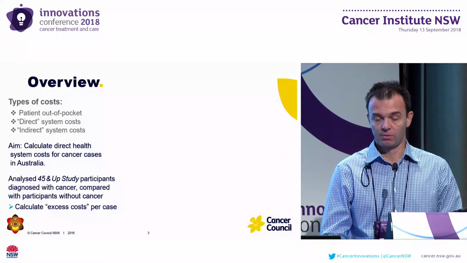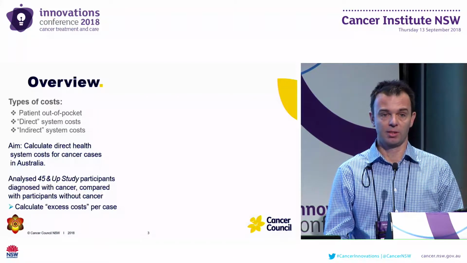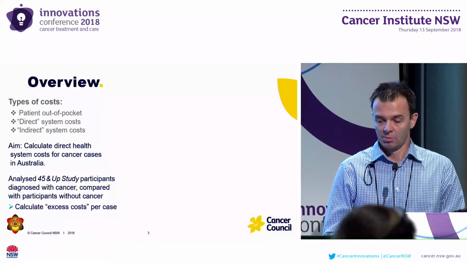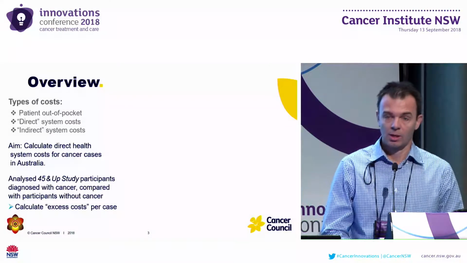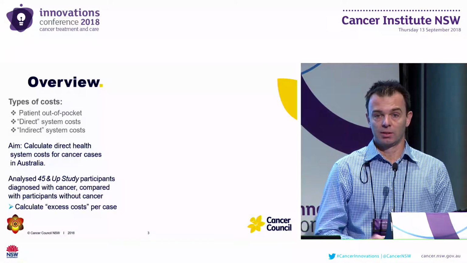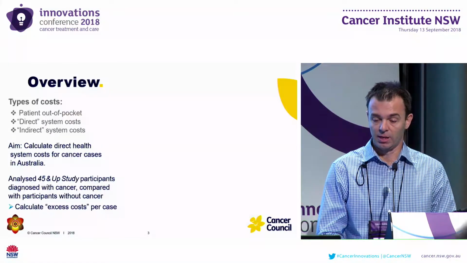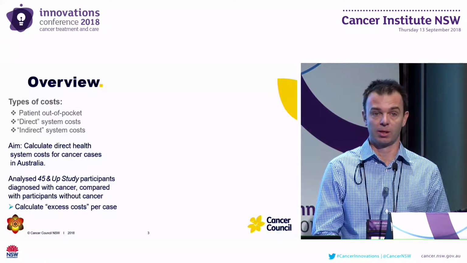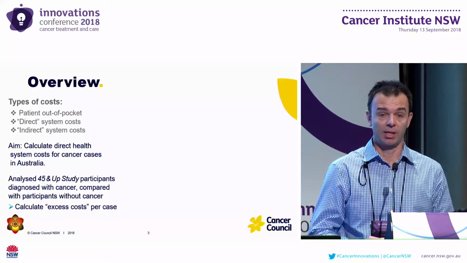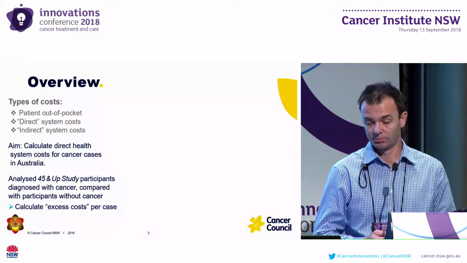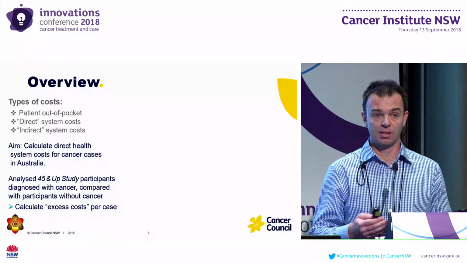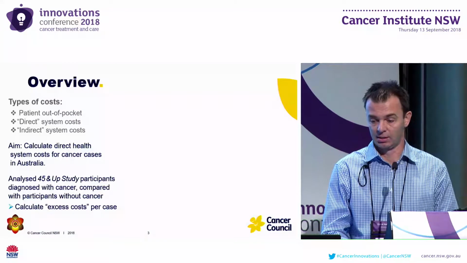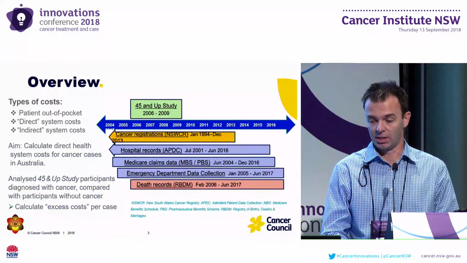And to do this, we've analysed participants in the 45 and Up Study, which, as described earlier today, is a large cohort study of over 265,000 people aged 45 years and over in New South Wales. We followed up these people using the New South Wales Cancer Registry to identify people who had cancer after their baseline questionnaire, and compared them with participants who had no record of cancer. People were matched by age, sex, local government area, and their smoking history. We compared the cases and their matched controls, up to 3 controls each, to calculate the excess costs per case, which we're saying are the costs that are largely due to cancer.